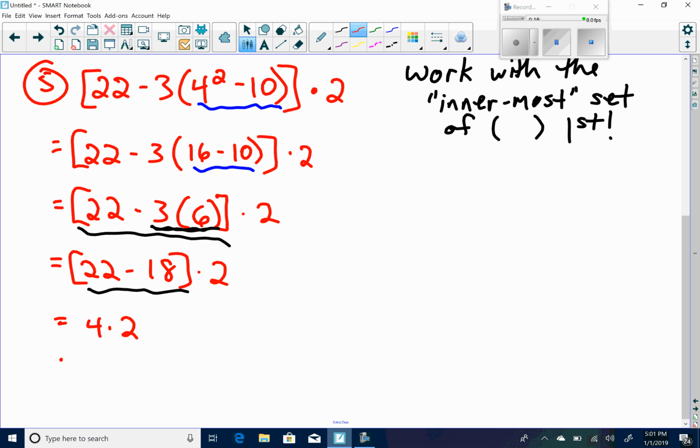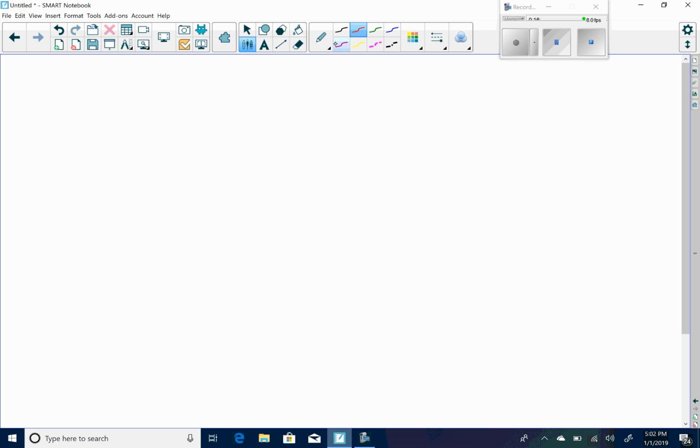Now I can multiply the 4 times 2, which is 8. And just to also show you, if you were to check these on any type of calculator, make sure you're typing in the parentheses the same way they look here. If you forget parentheses, it could definitely change the answer you're getting on the calculator. All right, so I'm going to have you go ahead and try this one.